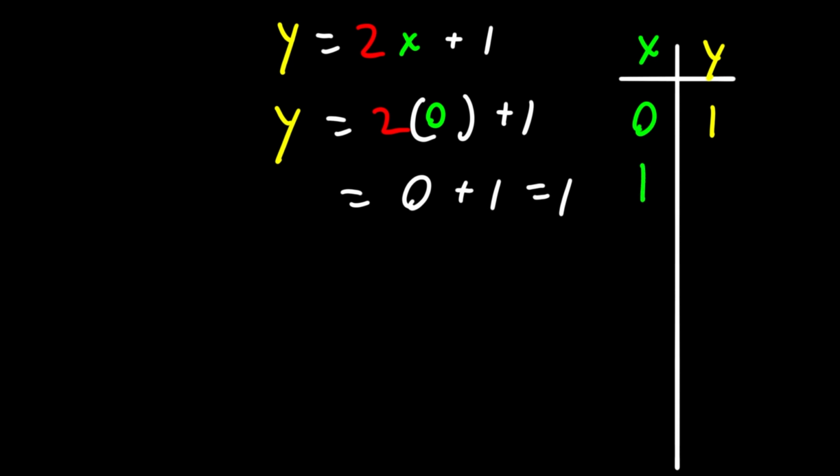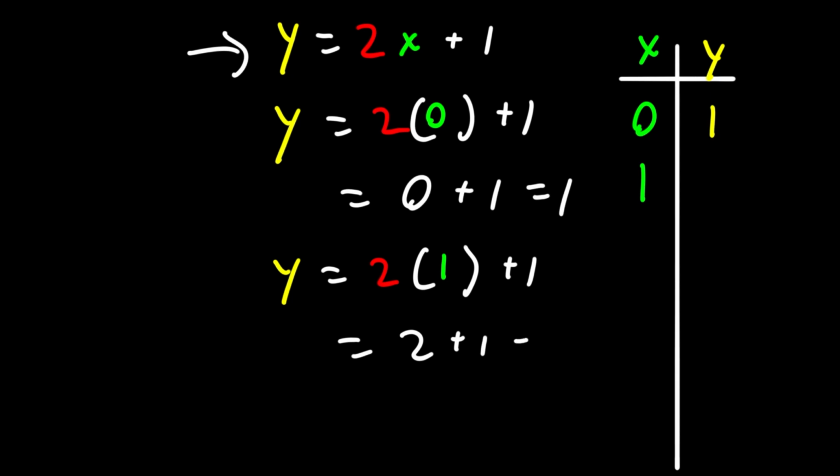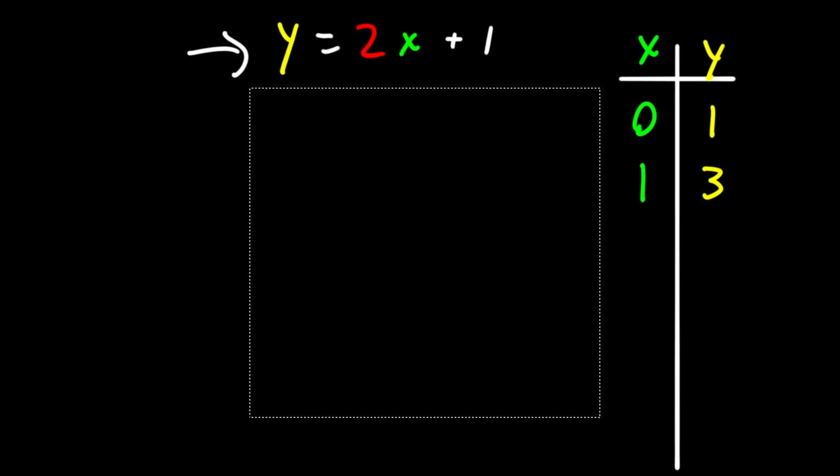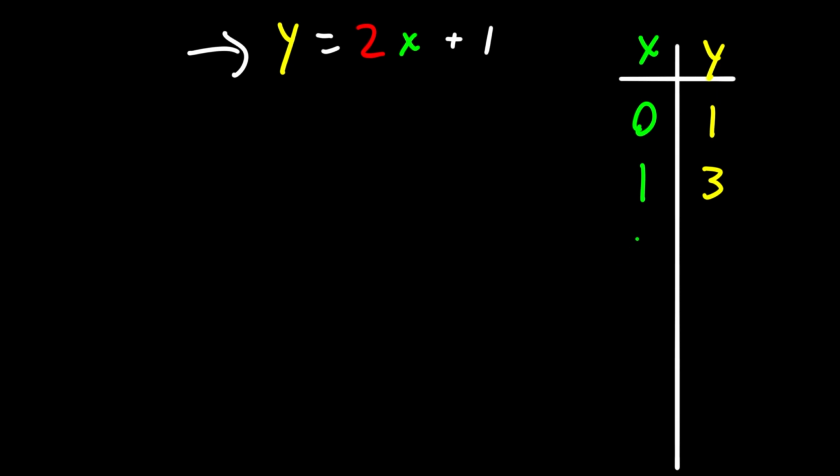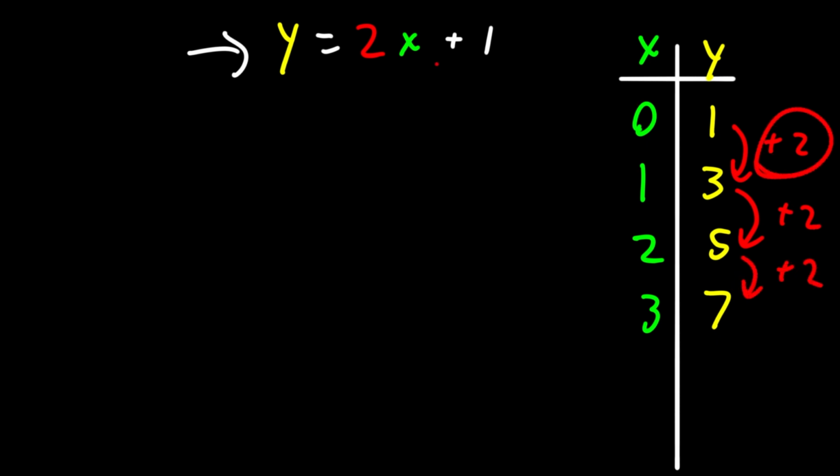Now what about when x is 1? So let's take the first line, and we're going to copy everything except for x. We're going to change x to 1. 2 times 1 is 2, and we have a plus 1, so this is going to be 3. You can solve the rest of the points for practice, but to demonstrate, I'm just going to write them out. Notice how from 1 to 3, it's still increasing by 2 because 1 plus 2 equals 3. And then from 3 to 5, it's also increasing by 2. And from 5 to 7, it's also increasing by 2. So the slope stays the same.